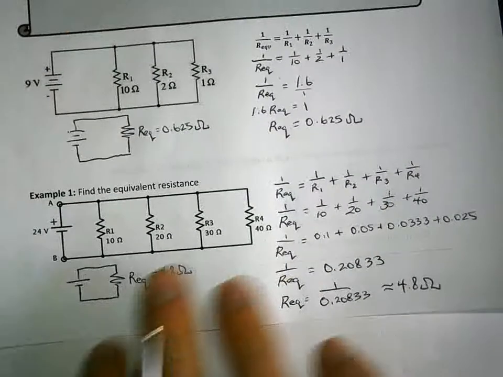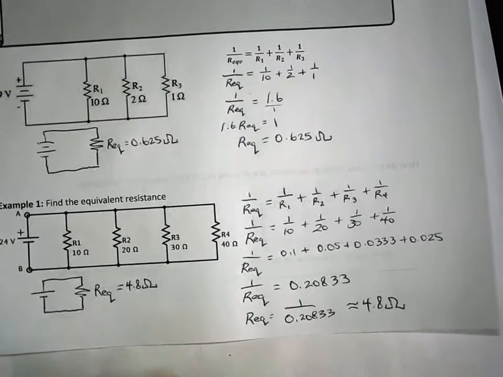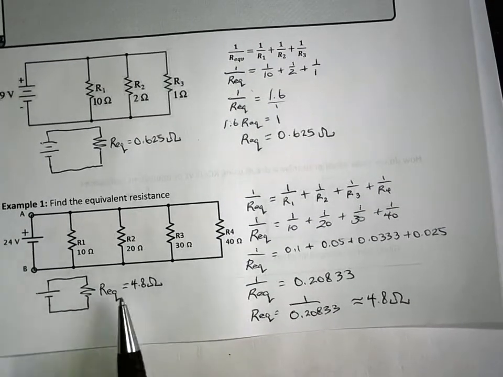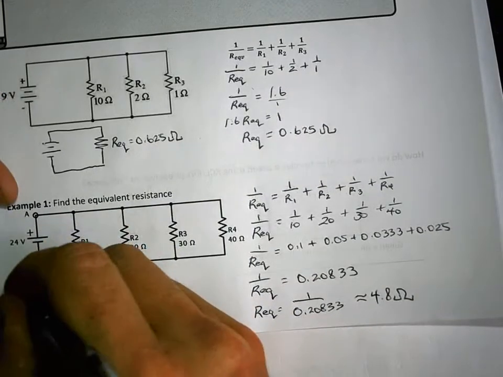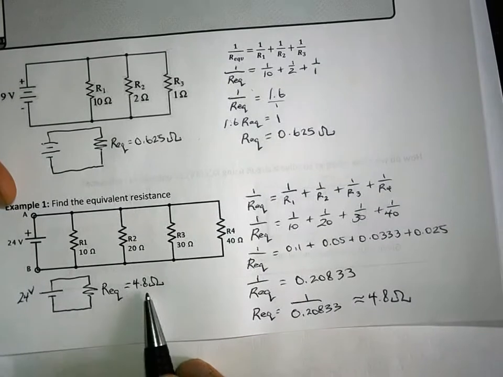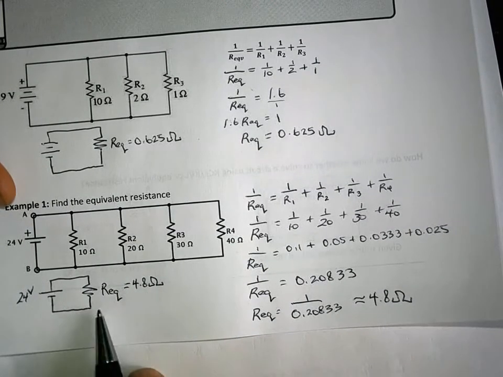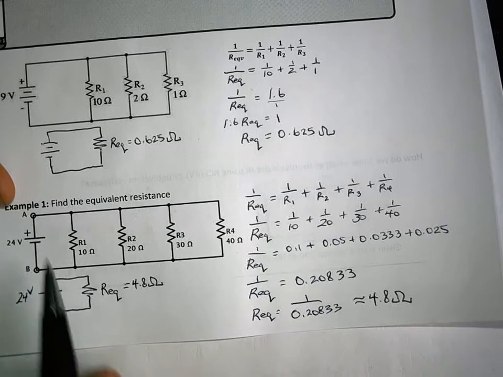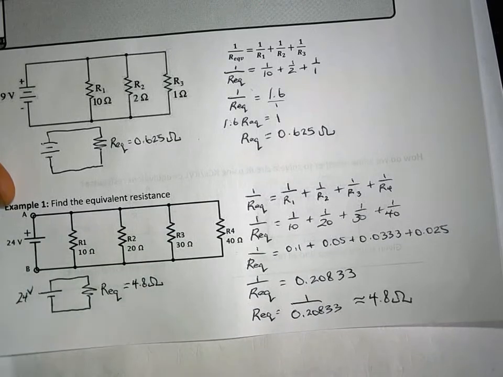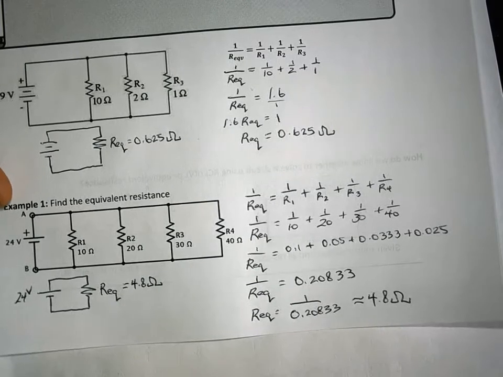Okay. So that's the equivalent circuit. And you might be thinking, well, why are we even bothering to do this? What's the point? Well, now, if I know that this is 24 volts, and I know that this is 4.8 ohms, then I can figure out the total current in the circuit. Once I know the total current, I can start to figure out how much current goes into each of these different legs. So it's kind of to help me build a final solution.